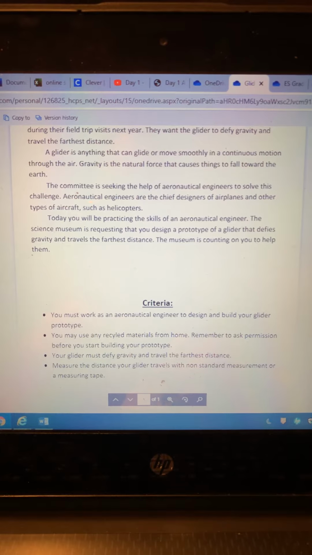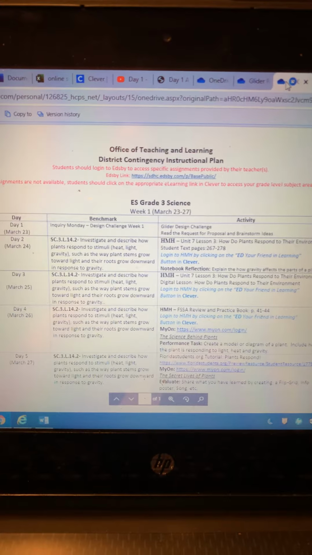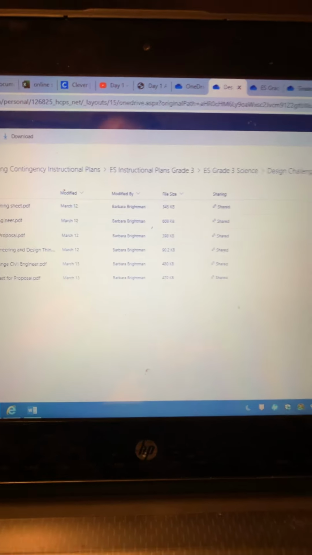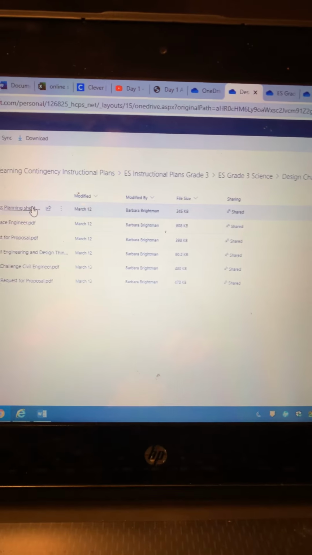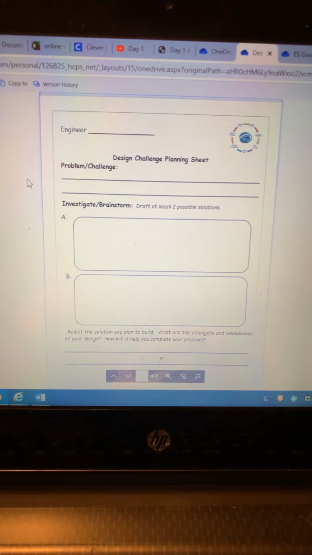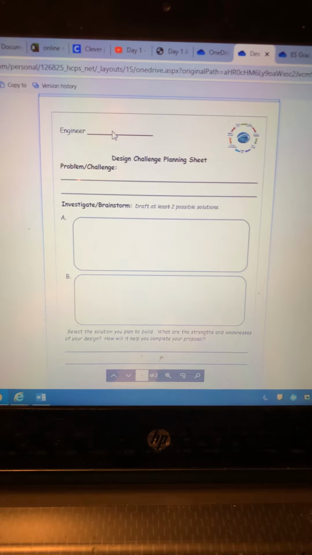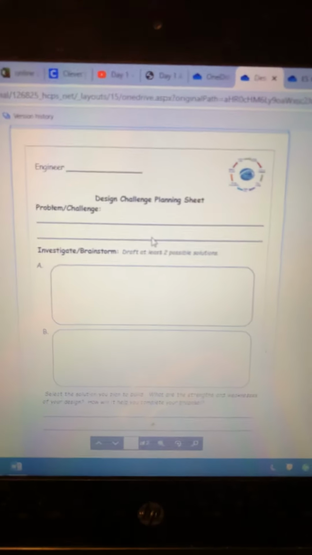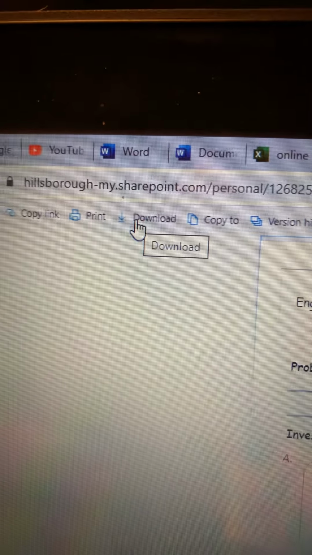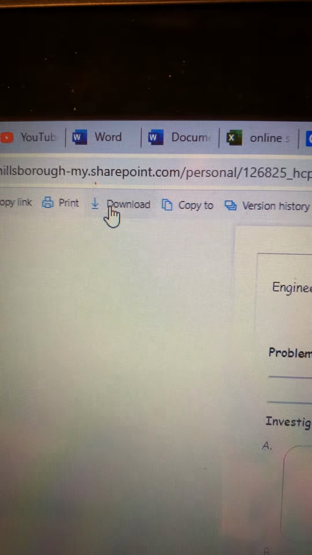And then you will be filling out your design process planning sheet as you go. Now these will be uploaded into Clever, so you'll have no problem filling it in, going through them, saving them to your desktop. Now to save it to your desktop, you need to download it first. So you go to this button right here, which is download. Okay, you click on that. And then this little screen will pop up on the bottom.